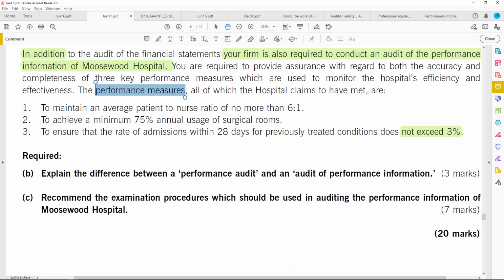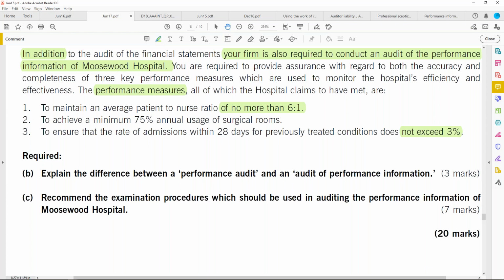The first one in the case is performance measure number one: to maintain an average patient to nurse ratio of no more than 6 is to 1. Is that important for a hospital? Is that a very important objective of a hospital, that the nurse to patient ratio should be as low as possible? If you have a ratio of like 100 is to 1, it's a very bad hospital. That means you only have one nurse serving 100 patients. But in this case, Moosewood Hospital is saying no more than 6 is to 1. That means for every 6 patients there is one nurse, which is quite reasonable to control and handle the situation in a hospital, right?